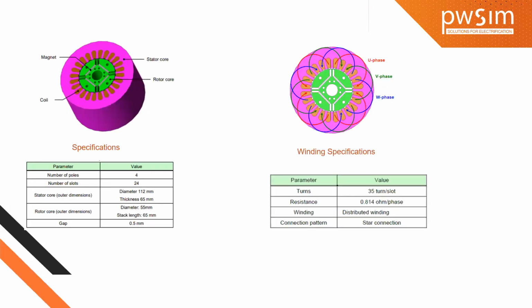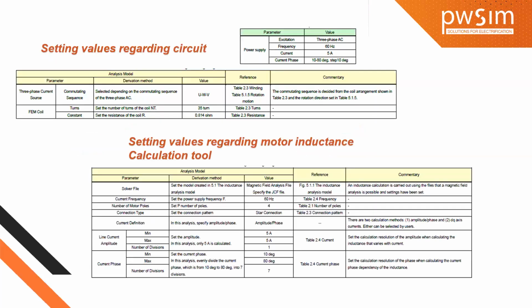And for this analysis, I have taken one example. I have considered a 4-pole IPM SM motor with 24 slots, with some stator OD and rotor OD, and the gap length between the stator and the rotor is around 0.5. I have considered 35 turns per slot, and the phase resistance is 0.814, with a star connection.